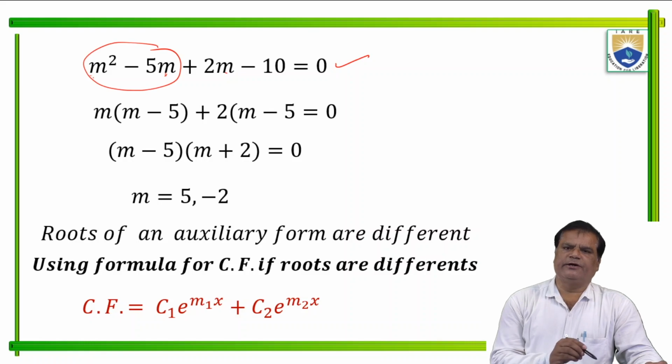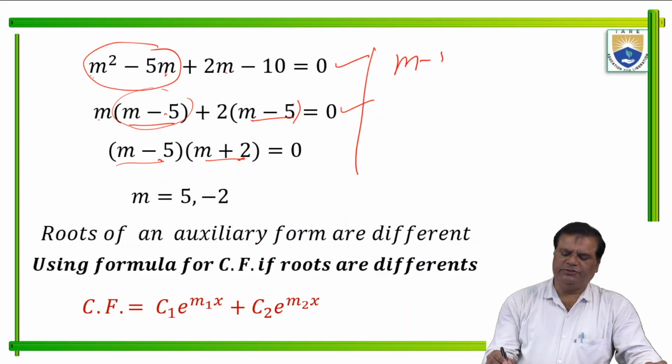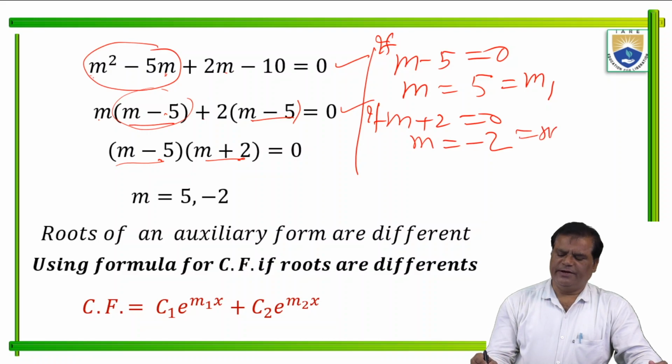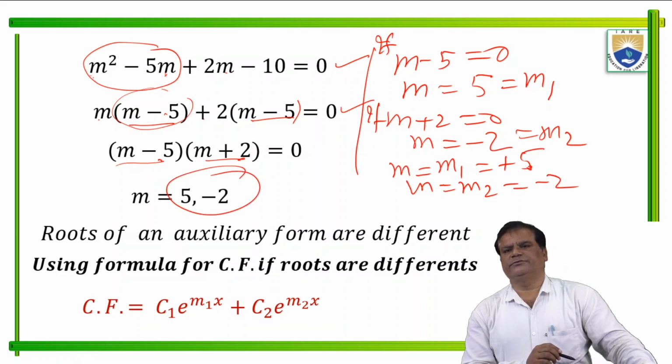Now taking m common: m(m minus 5) plus 2(m minus 5) equal to 0. The bracket is the same, m minus 5 is common, so (m minus 5)(m plus 2). If m minus 5 is 0, then m equals 5. This is the value of m1. And m plus 2 equal to 0, then m equals minus 2. This is the value of m2. So m1 is 5 and m2 is minus 2, these are the roots.